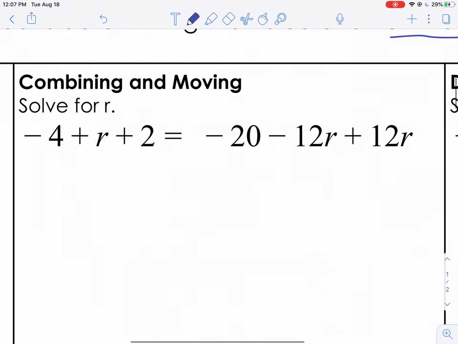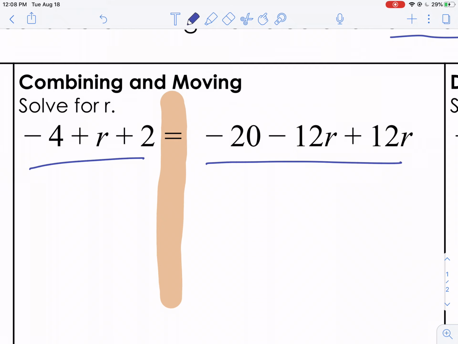Go ahead and pause the video to write down this question. I know it's a little bit longer. All right, so in this question, we're going to both combine and move. If something is on the same side, so let's think of this as like two sides of this equation. We have the left side over here and the right side over here.